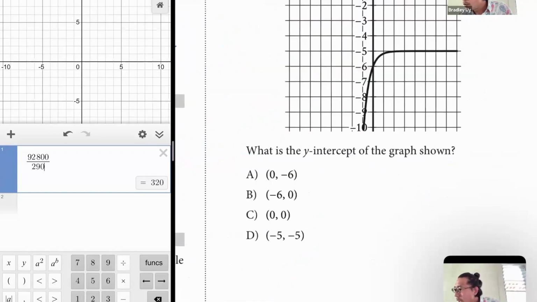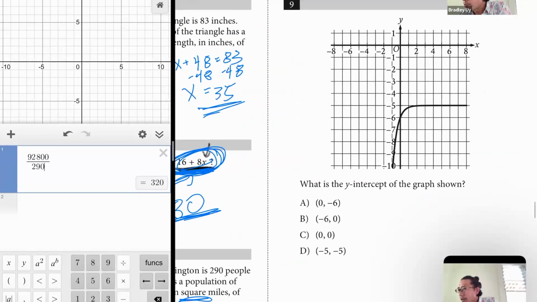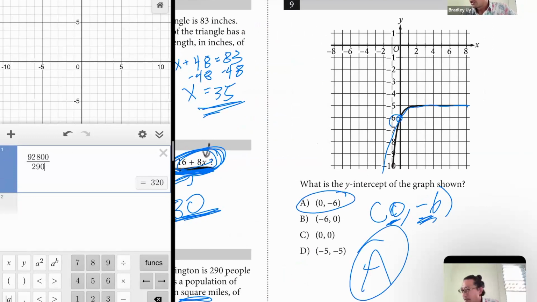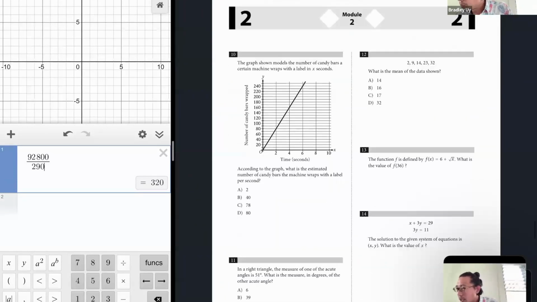Next, the y-intercept. There was a problem in section 1 similar to this. The y-intercept is where the graph intersects the y-axis, and it's right there. That is 0, comma, -6, 0 for the x-coordinate, -6 for the y-coordinate, which is choice A. Okay, nice. Moving along. 10.